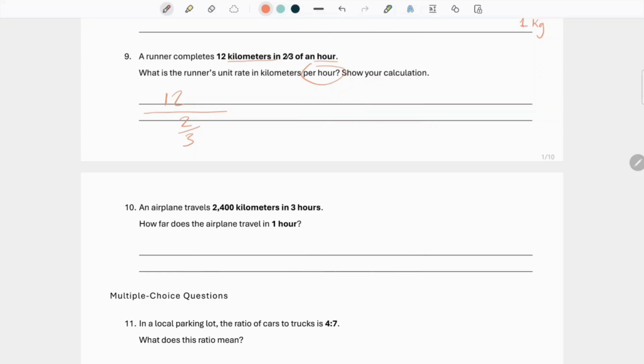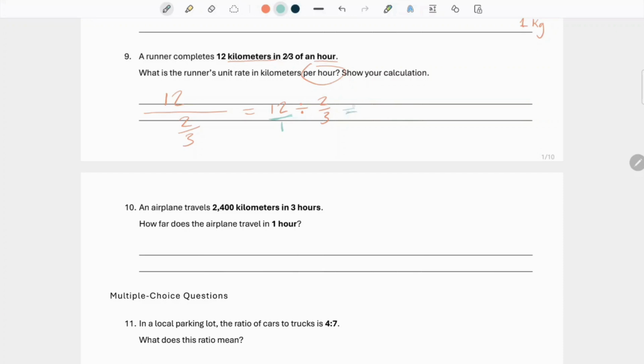Now 12 over 2/3 is the same as saying 12 divided by 2/3. Now the easiest way to solve this would be to convert this into a fraction. We're just going to have it over 1, because any number can be converted to a fraction by having it over 1.